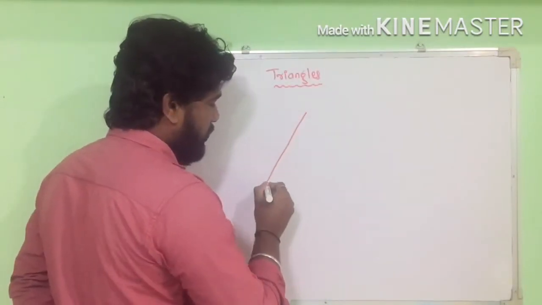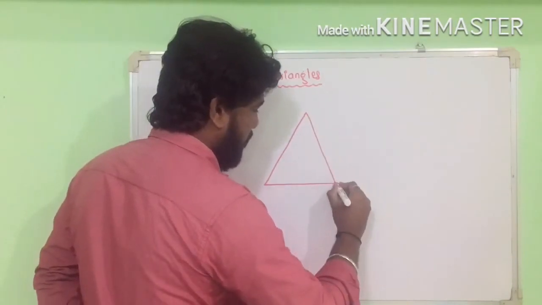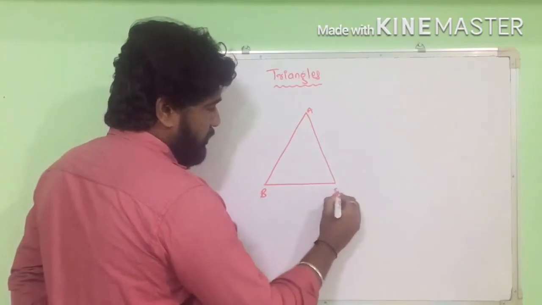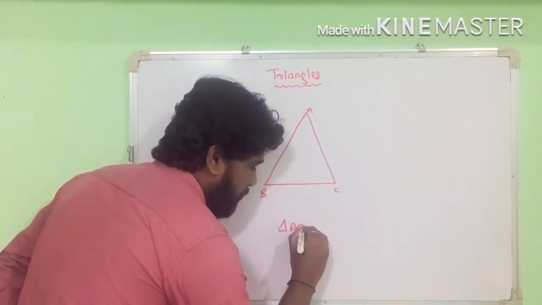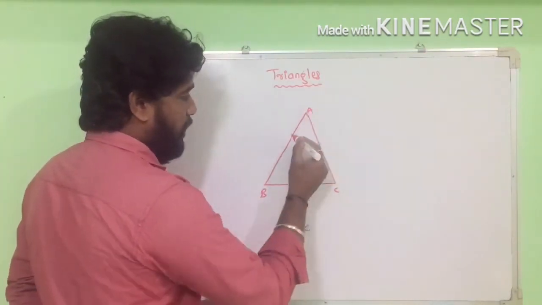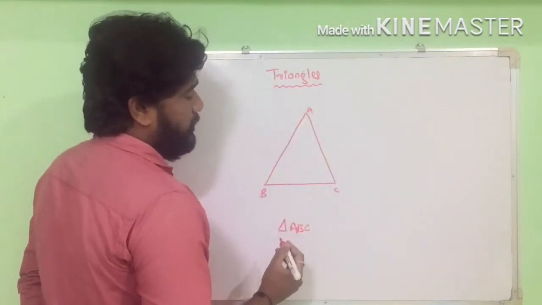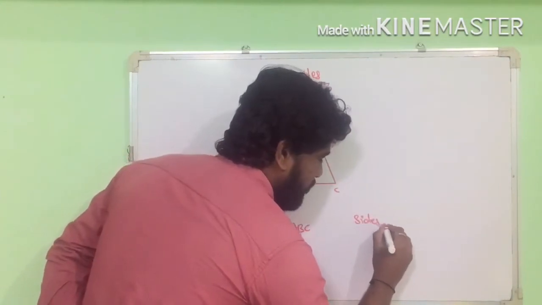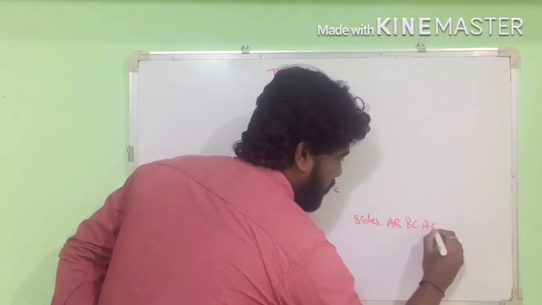Three lines are intersecting. So ABC is a triangle. It is denoted as triangle ABC. Right? So the triangle has three sides: AB, BC and AC are the sides.